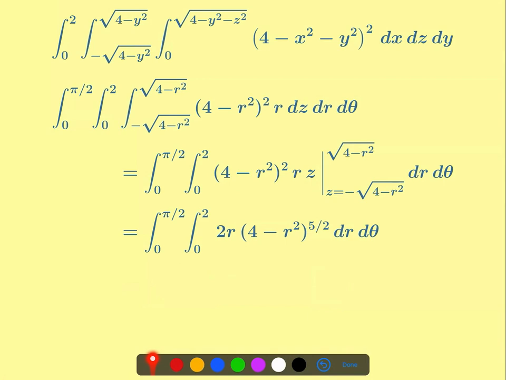Now I want to integrate this with respect to r. So what are we going to get? Well, if you do a u substitution, this would be u to the 5/2. We essentially have du here. Du would be minus 2r dr. So this is just minus u to the 5/2 du.